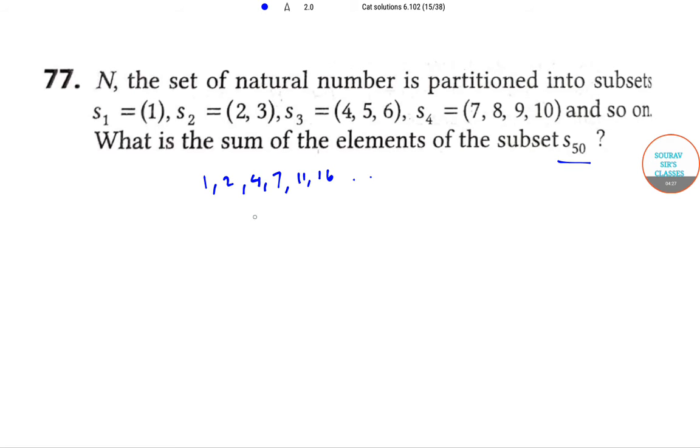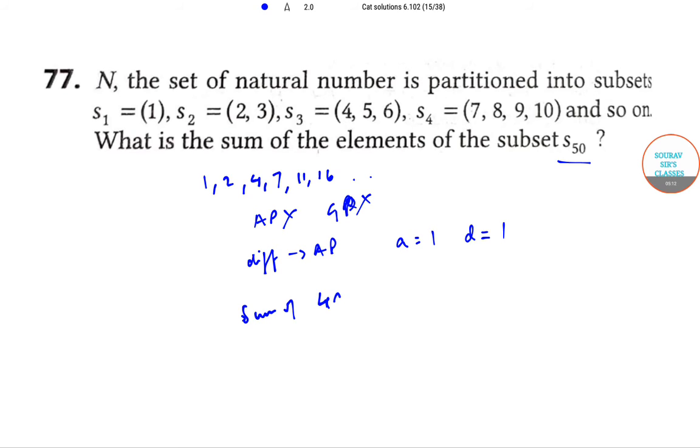Now this series is neither an AP nor a GP, but the difference of the terms is in an AP with the first term A is equal to 1 and common difference D is equal to 1. Hence, to find the 50th term of the original series, we have to add the sum of the 49 terms of the second series to the first term of the original series.